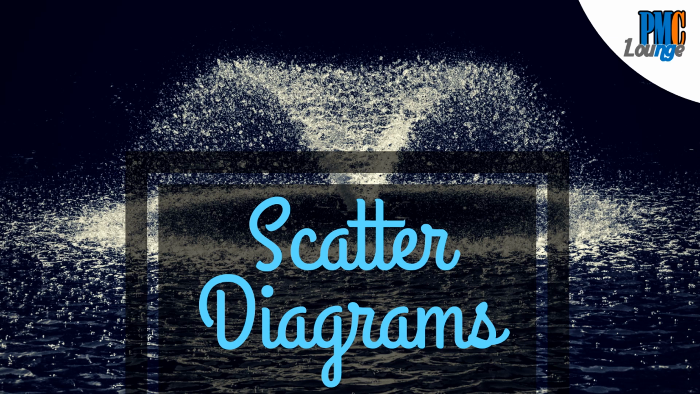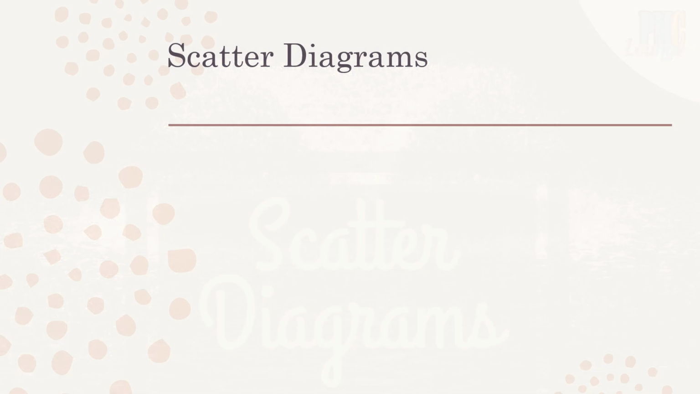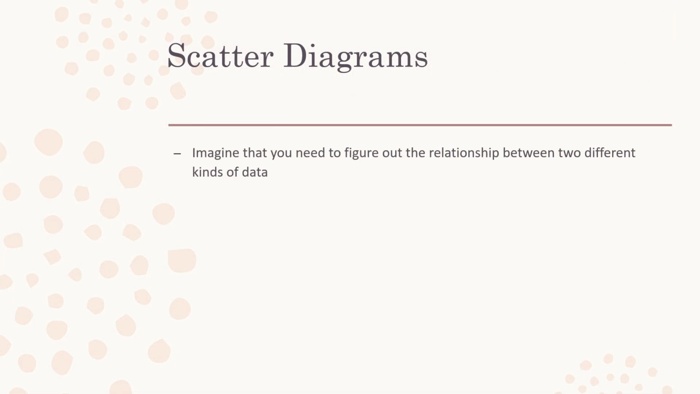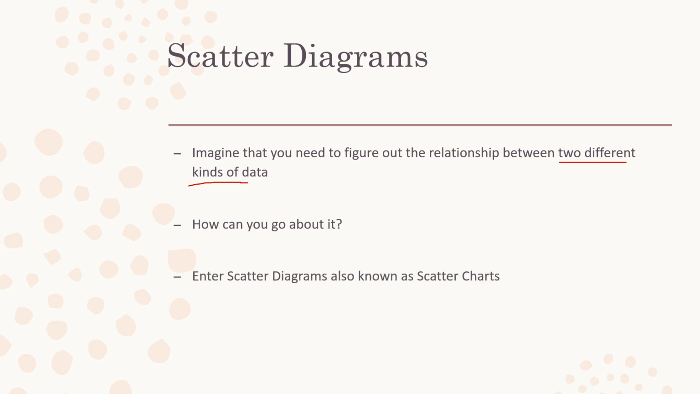Let's get into scatter diagrams now. So here's the thing. Imagine that you need to figure out the relationship between two different kinds of data. That's very important. If you have a single kind of data, all you do is you can draw a bar chart, or you can draw a vertical bar chart, also known as histogram, or you can do a Pareto chart and stuff like that. But when you have two different kinds of data, how do you represent them? And that is when scatter diagrams come into the picture.